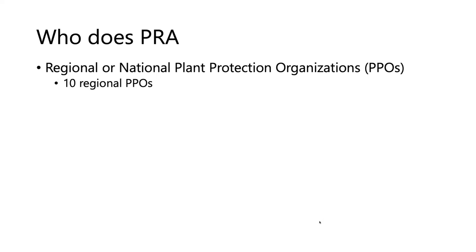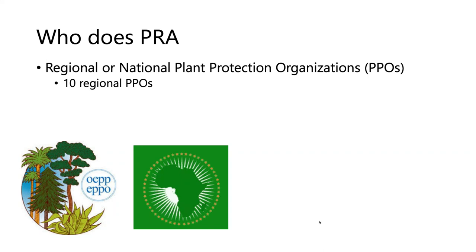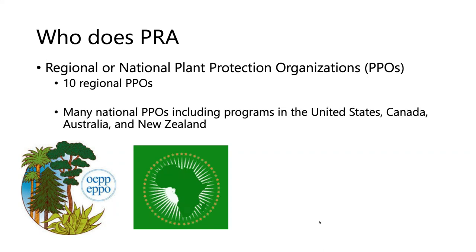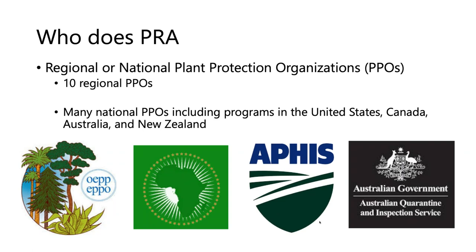So who does PRA? Regional or national plant protection organizations. This would be, think globally on this one. There are 10 regional PPOs. There's one that encompasses North America, some in Africa, one across the European Union. Here you see EPO on the African logo. And then we have some national PPOs, including programs in the United States, Canada, Australia, and New Zealand. And in the United States, APHIS would be our plant protection organization here.